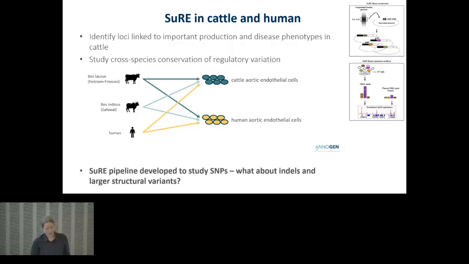My project focuses on adapting the SURE pipeline, which was mainly developed to study SNPs, to study indels and larger structural variants.